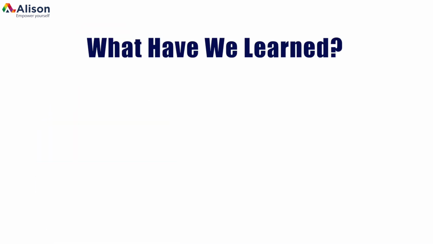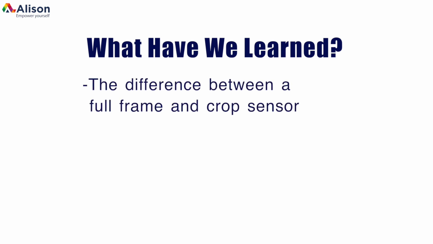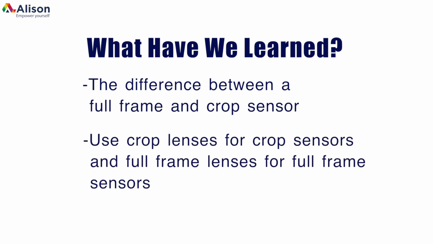So, what have we learned in this lesson? We've learned about the difference between full frame and crop sensor. Remember that if you put a crop lens on a full frame sensor, the image circle is too small to cover the entire sensor. It's much better to use the designated lenses with the designated camera bodies, because the sensors will perform much better and give you a much cleaner image.